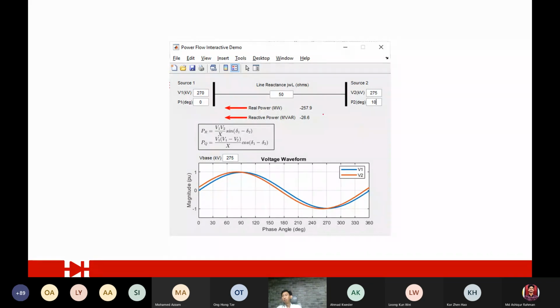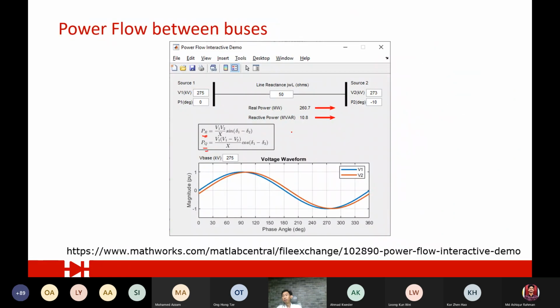Okay, in this case, I reduce the source 1 voltage to 270, and you can see that I can control both real and reactive power from source 1 to source 2. So you can actually play around with the software. I put it up here so you can experience the changes of all this.